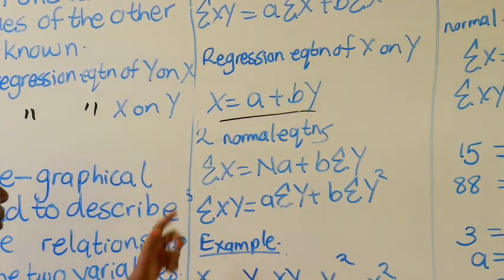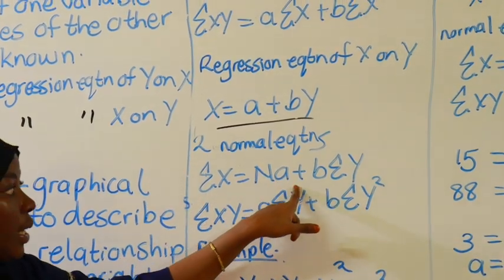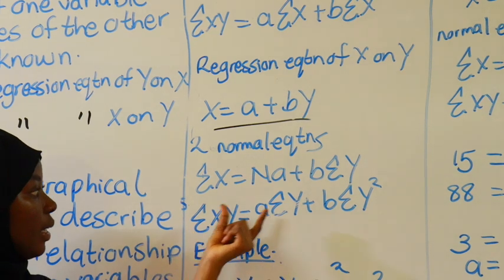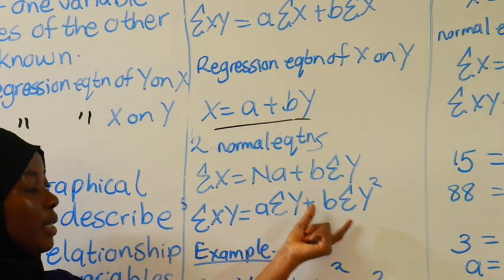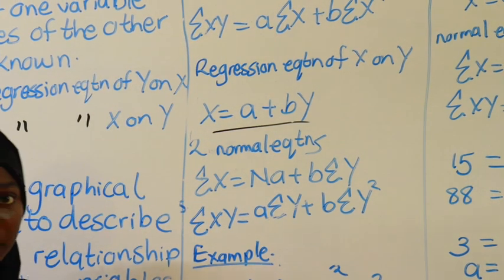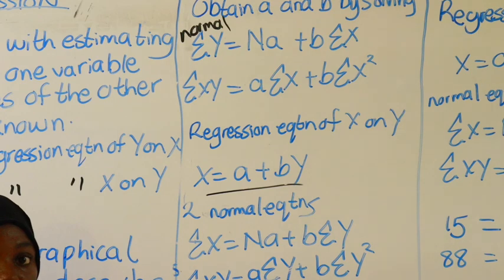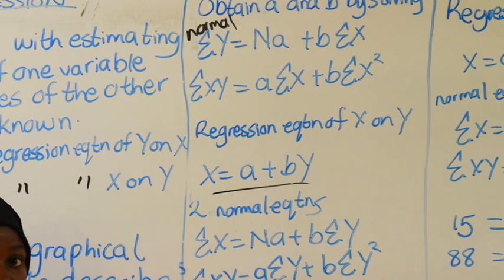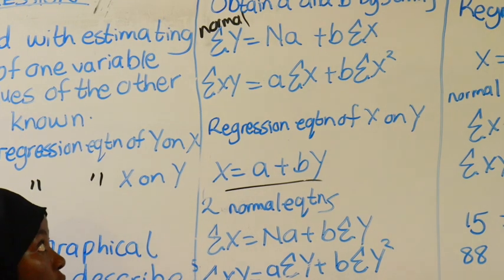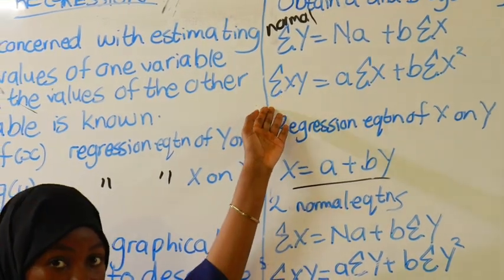Take note, these two normal equations: this one looks like summation of x is equal to na plus b summation of y. The other one is summation of xy equals a summation of y plus b summation of y squared. These normal equations, they are not the same. So when you're doing y on x and when you're doing x on y, the equation itself is not the same and the normal equations are not the same. So you should take note and know when to use this and when to use the other one.